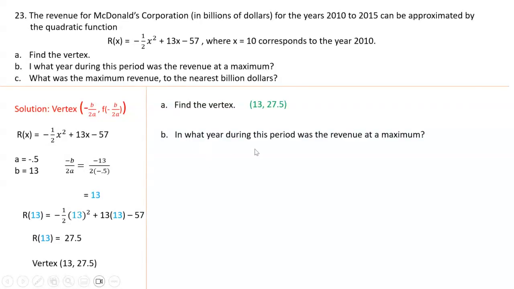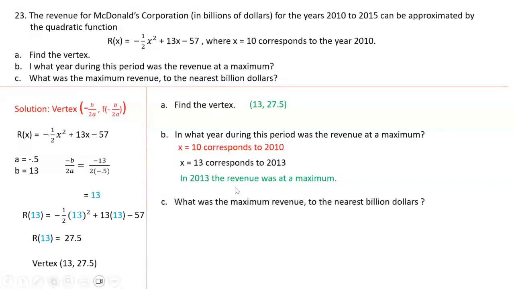Now for part B, it says in what year during this period was the revenue at a maximum? Here we go back to the function, where it says x equals 10 corresponds to the year 2010. If x equals 13, then x equals 13 corresponds to the year 2013. So for part B, the answer will be 2013.